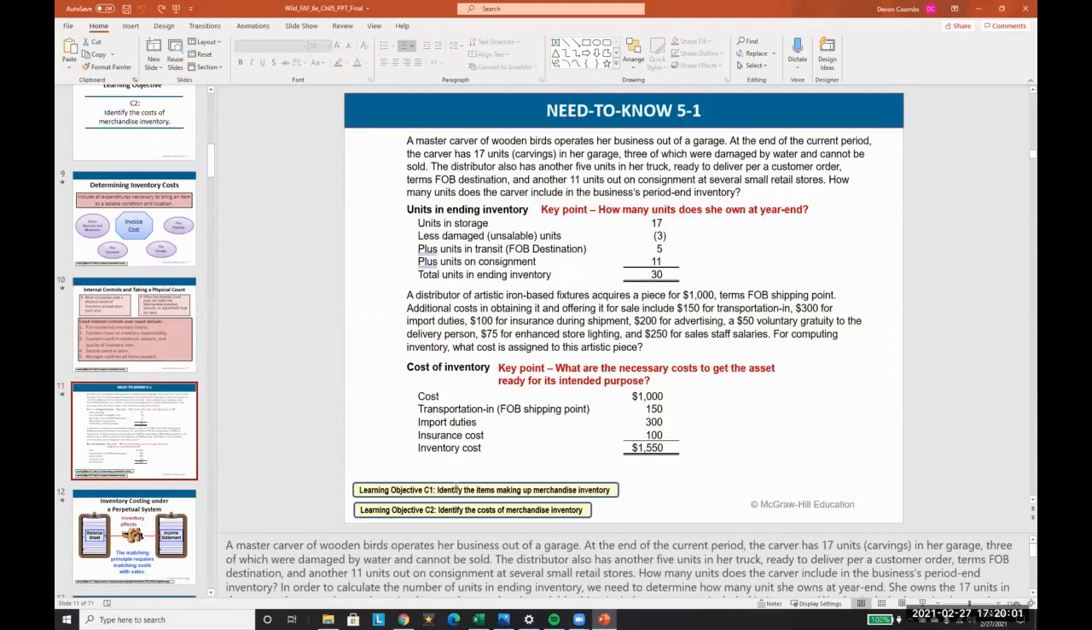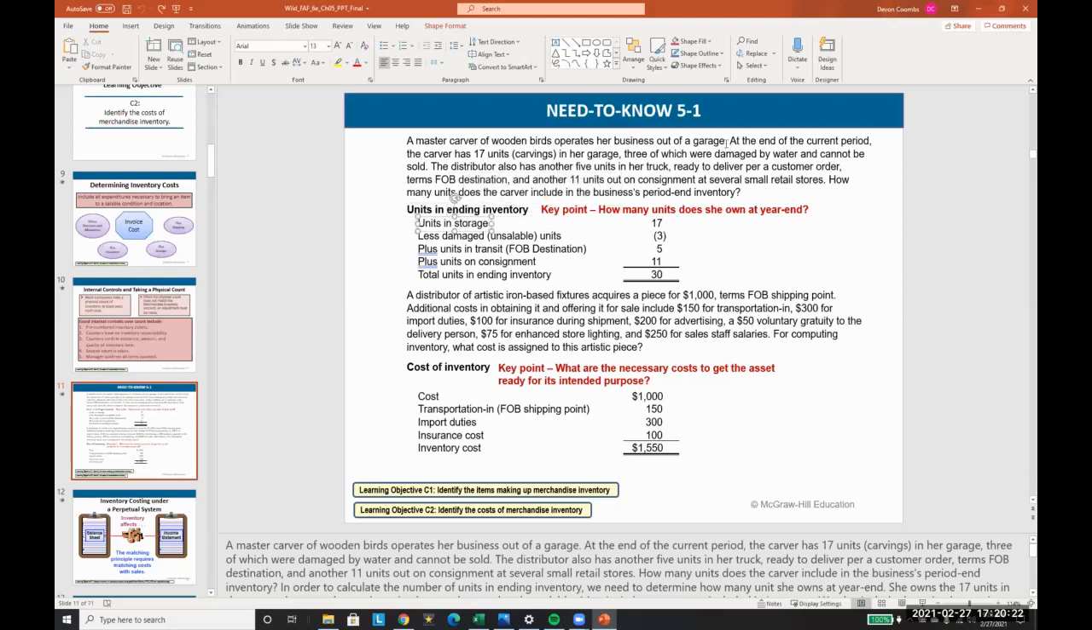So let's go through this problem together. If we're trying to figure out how much inventory is in storage, remember when we're doing questions, don't read the fact set first. Read the kind of question first. The question is how many units are in the ending inventory?